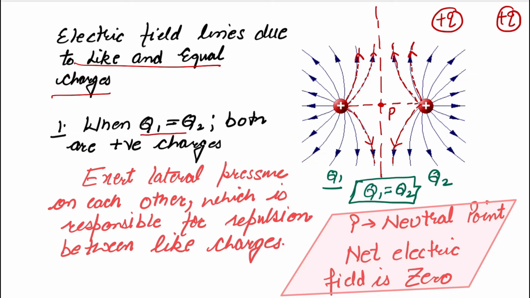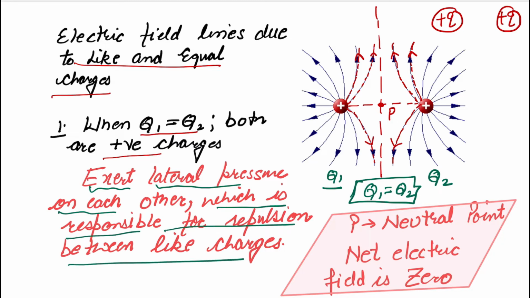In this case we have Q1 equal to Q2. Both the charges are positive charges. They exert lateral pressure on each other, which is responsible for the repulsion between the like charges. We have a point P at the center of the line joining these two charges, and at this particular point the net electric field is 0. Whatever field is coming from this positive charge is cancelled out by the field coming from the second positive charge. At this particular point the electric field is 0.